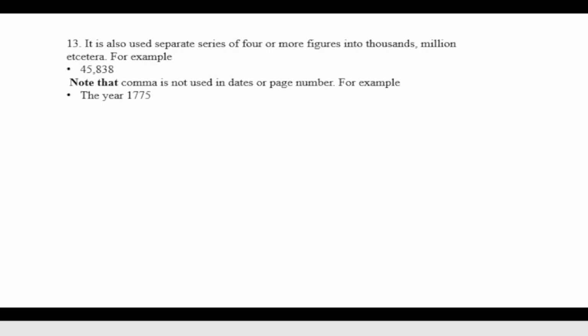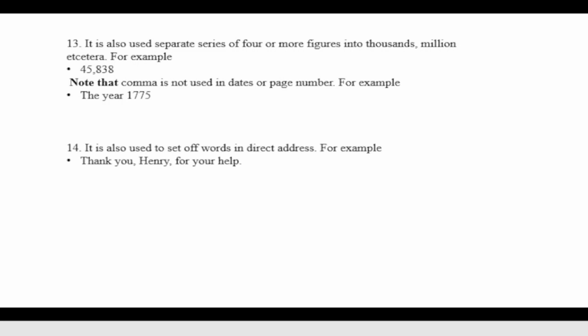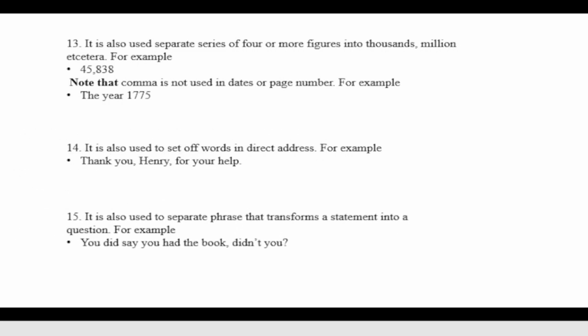13. It is also used to separate a series of 4 or more figures into thousands, millions, etc. For example, 45,838. Note that a comma is not used in dates or page numbers. For example, the year 1775. 14. It is also used to set off words in direct address. For example, thank you, Henry, for your help. 15. It is also used to separate a phrase that transforms a statement into a question. For example, you did say you had the book, didn't you?